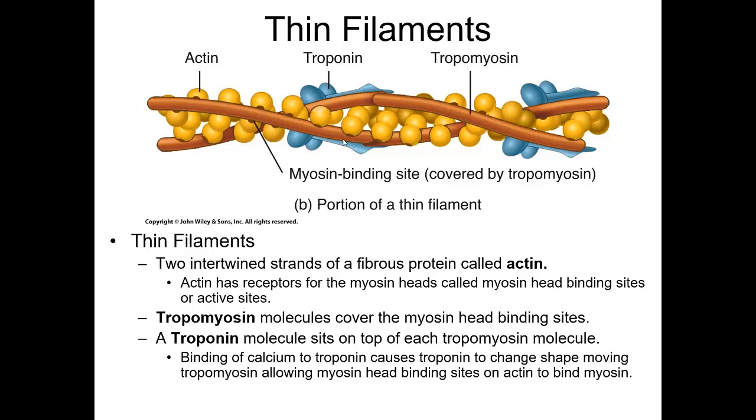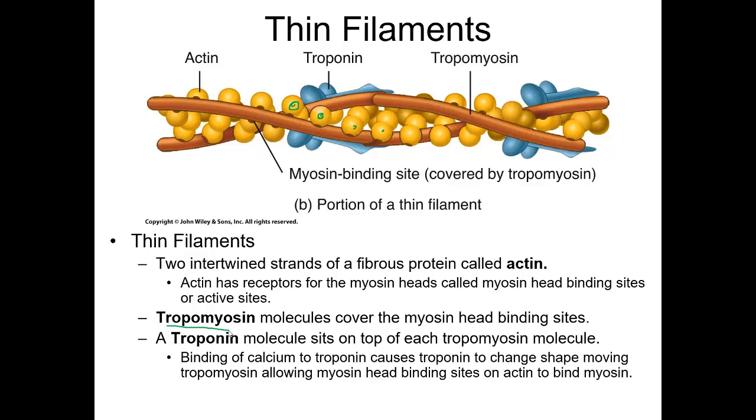The thin filaments, these yellow beads right here, are the actin. This is the actin right here. Now the thin filament is covered by two regulatory proteins. The first one is called tropomyosin. The tropomyosin looks like a fiber. It looks like a rope. This brown rope right here.